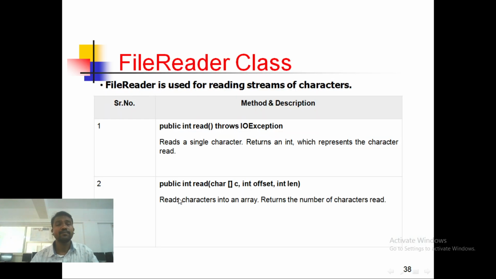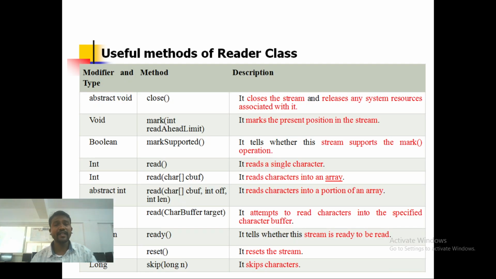Then read(char[] cbuf, int off, int len) reads characters into a portion of an array. Next is read(CharBuffer target), which attempts to read characters into the specified character buffer. The next one is the ready method. With the help of this method it tells you whether your stream is ready or not, so it gives the output true or false. That's why I have used boolean here. Then the next method is reset, which is used to reset the stream. Then the skip method is used to skip characters.